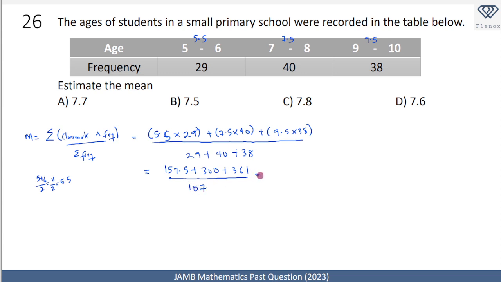So this invariably becomes, when you sum them up, 820.5 divided by 107, and dividing these numbers together, you get 7.668, or approximately what? 7.7, and that makes option A the correct option. And this is how we find the mean for grouped data.